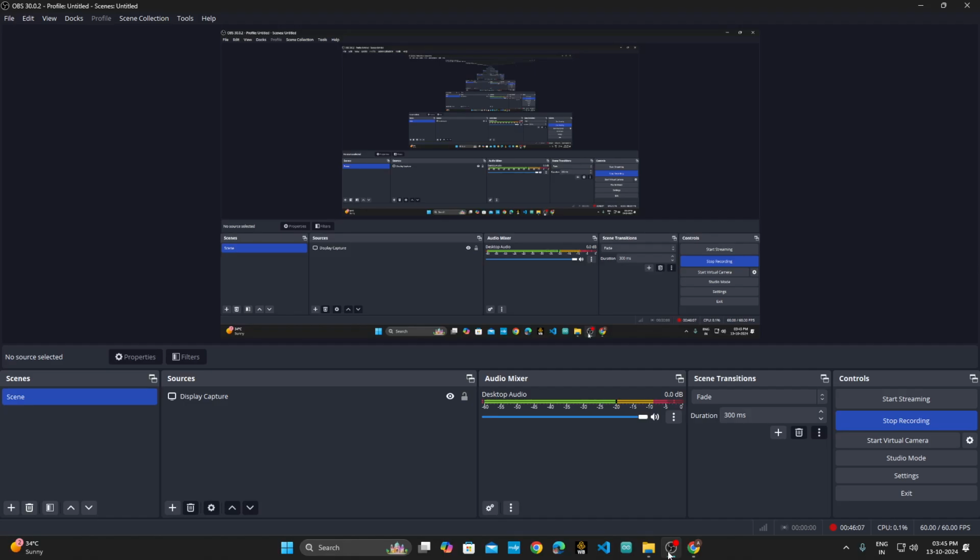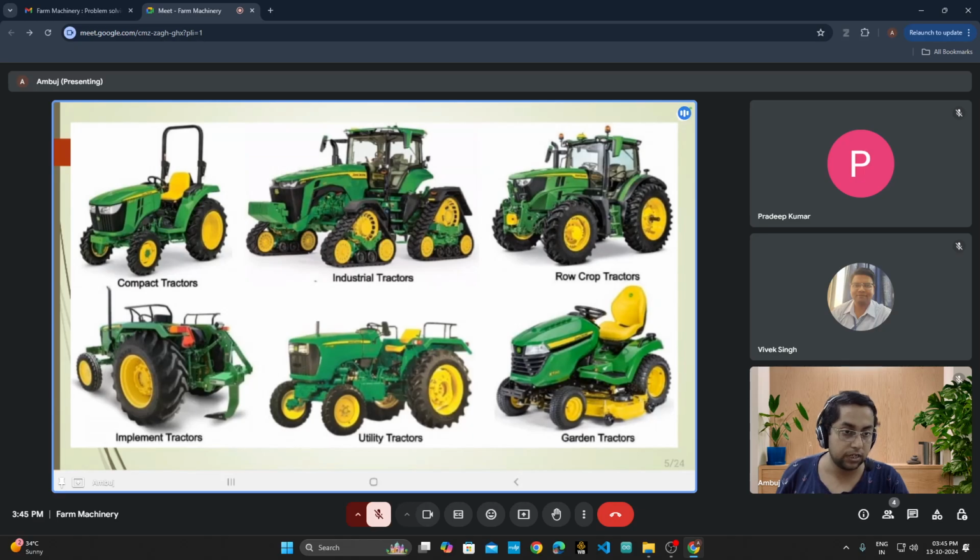Then you have row crop tractors. On the right hand side you can see row crop tractors. I already explained the functionality and why they are called so. Do remember it. Then implement tractors are the general purpose tractors. Here you can see a plow, a subsoiler attached to it.